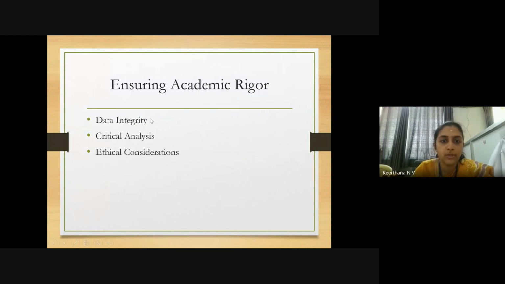Next, you have to ensure that when you are writing your paper, it follows data integrity. It means that your content should be legible and should not be copied from others. And you have to critically analyze this. You have to follow critical analysis. It means that your content should be written by your own.